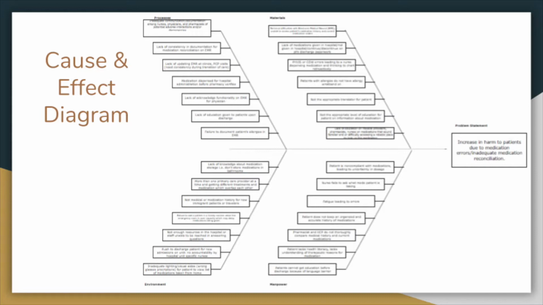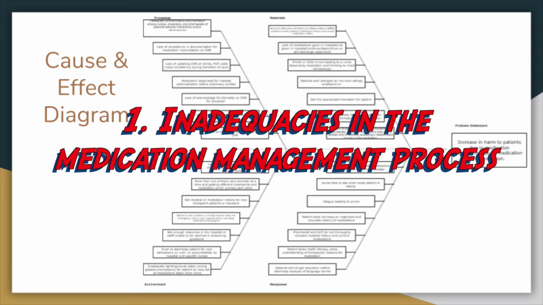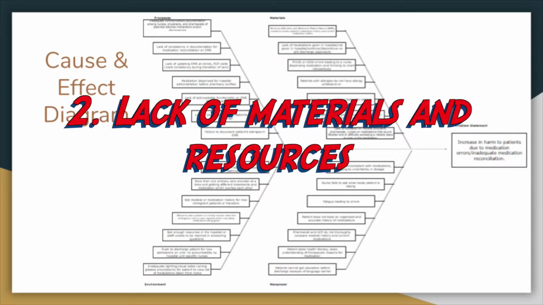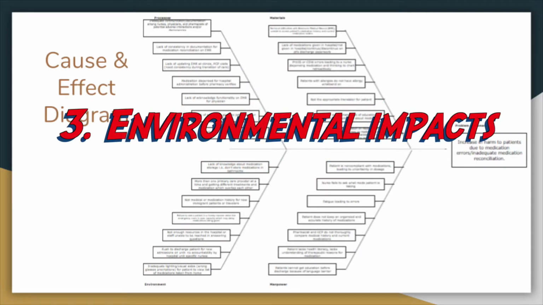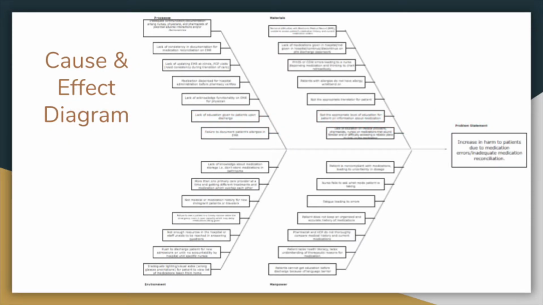A fishbone cause and effect diagram was used to identify several categories and problems that may occur in the healthcare system regarding medication errors and medication reconciliation. These problems have been placed into 4 broad umbrellas in this diagram. These problems include number 1, inadequacies in the medication management process. Number 2, the lack of materials and resources needed to provide adequate safety. Number 3, environmental impacts. And number 4, the imperfections of manpower. This systematic breakdown acknowledges the different areas that are necessary for change and improvement.